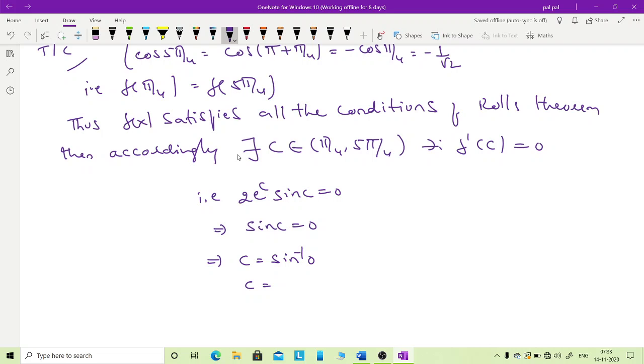So c is equal to, what is sin inverse of 0? When does sin become 0? Sin 0 is 0. Sin pi is also 0. Sin 2 pi is also 0. But the 0 does not belong to the interval pi by 4 to 5 pi by 4. 0 does not come, but pi comes. Sin pi is equal to 0. Sin 2 pi is also 0, but 2 pi is more than 225 degrees, so it does not come in our interval. So therefore c is equal to pi is the value that belongs to the interval pi by 4, 5 pi by 4.